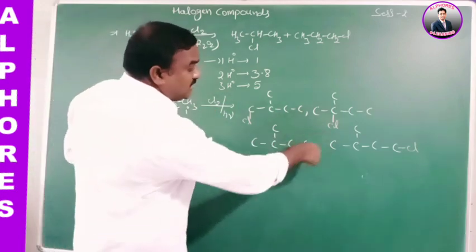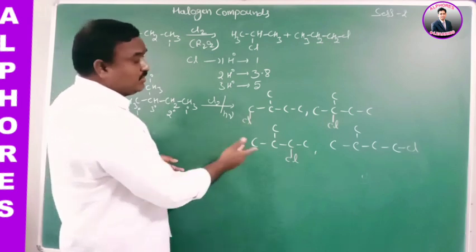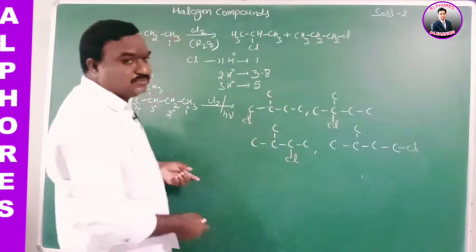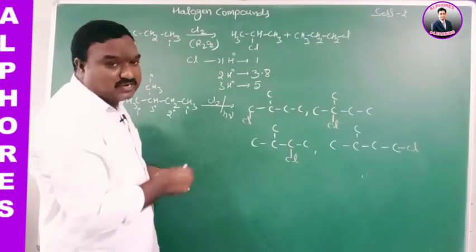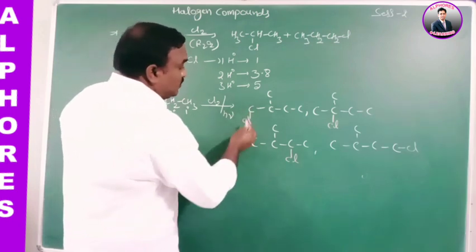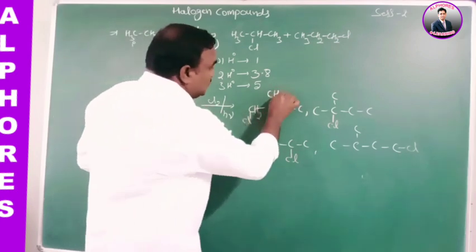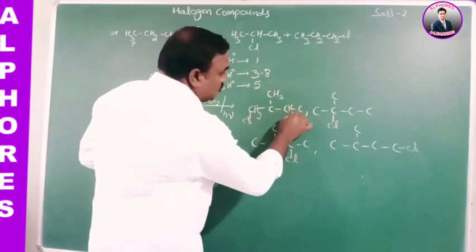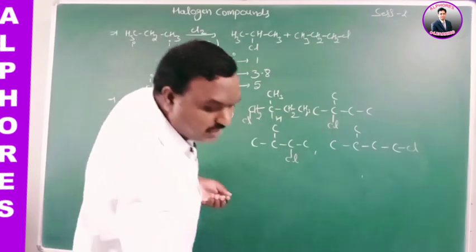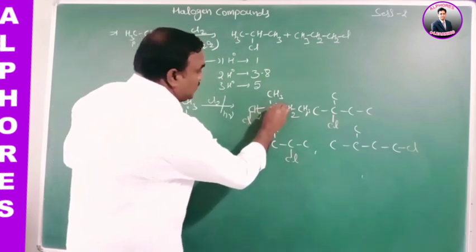How many compounds have a chiral center? How many products have a chiral center, and how can you calculate that here? Based on the connected groups or the connected atoms. Suppose you take this one, here CH2, CH3, again CH2, CH3, here hydrogen is given. Here one chiral center.